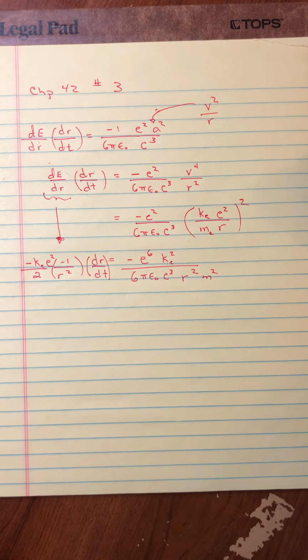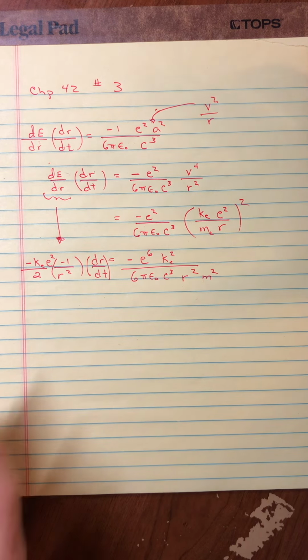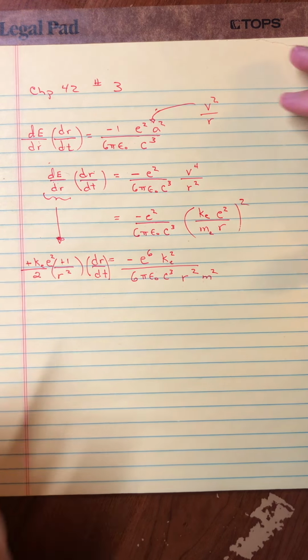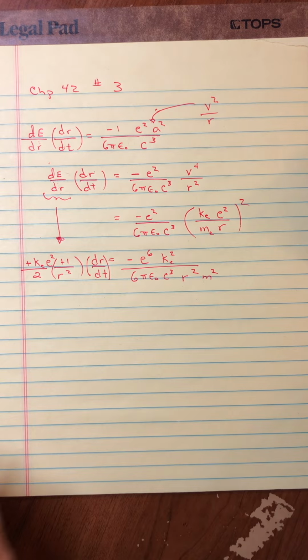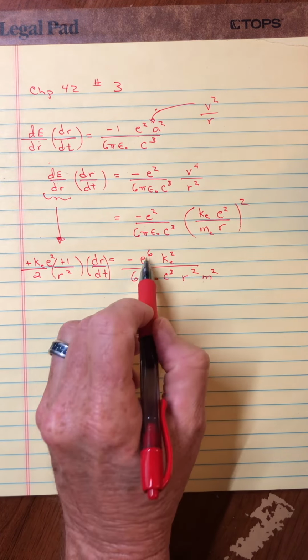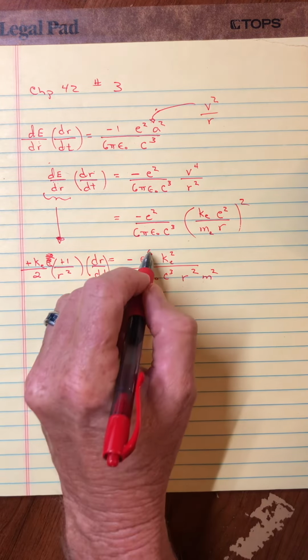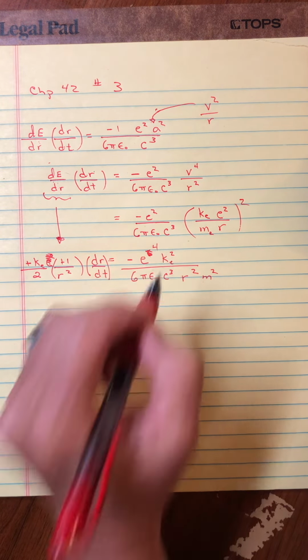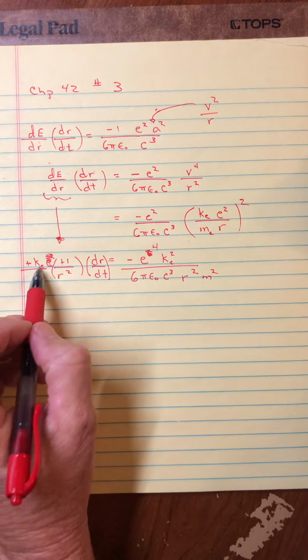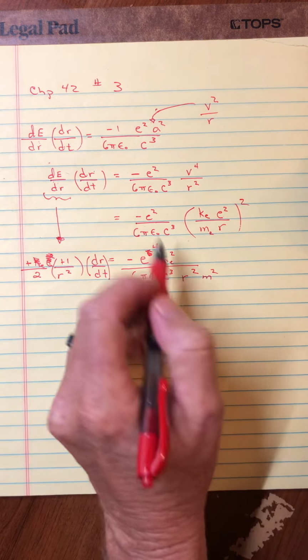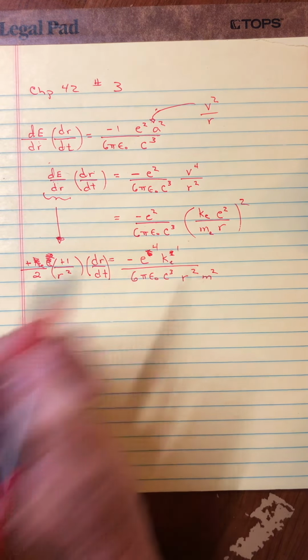Okay, well, I suppose for starters, I can see 2 negatives, so those go away. I guess I have an e squared, but an e to the 6th. So let me cross out the e squared and change the 6 to a 4. Same here, I have a Coulomb's constant. I've got 2 of them over here, so let me just cross that out and put a 1.